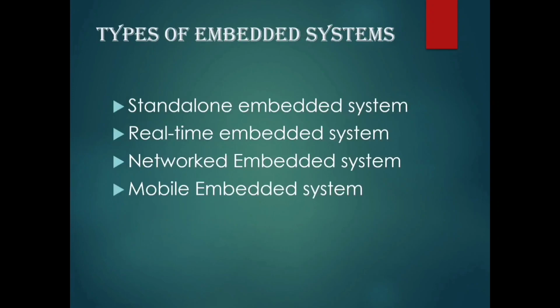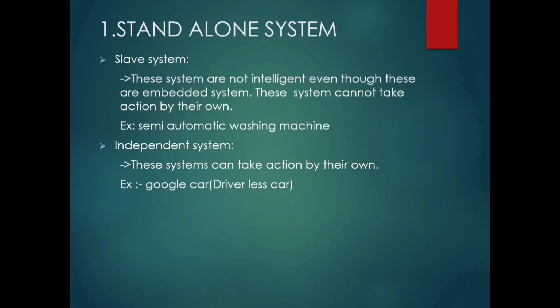Types of embedded systems. First is the stand-alone embedded system, second is the real-time embedded system, third is the networked embedded system, and fourth is the mobile embedded system. In a standalone system, these systems are not intelligent even though they are embedded systems. This system cannot take action on its own. Example: semi-automatic washing machine. This is considered a slave system. The independent system can take action on its own.